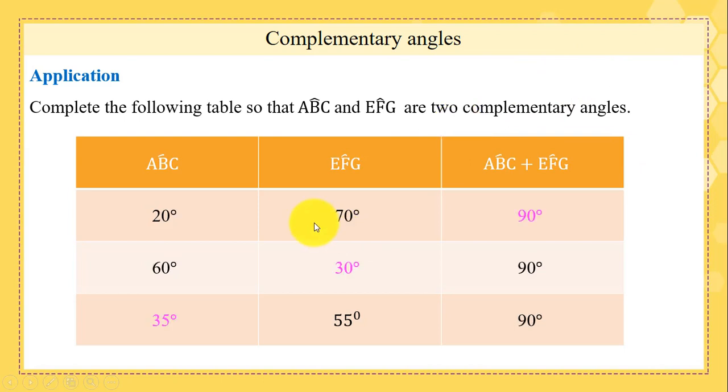Solution. If ABC equals 20 and EFG equals 70, then the sum of ABC and EFG is equal to 90. If ABC equals 60 and the sum of ABC and EFG is 90, then EFG will be 30, since 30 is the complement of 60. If EFG is 55 degrees and ABC plus EFG is 90, then ABC will be 35 degrees, since the complement of 55 is 35 and 90 minus 55 is equal to 35 degrees.